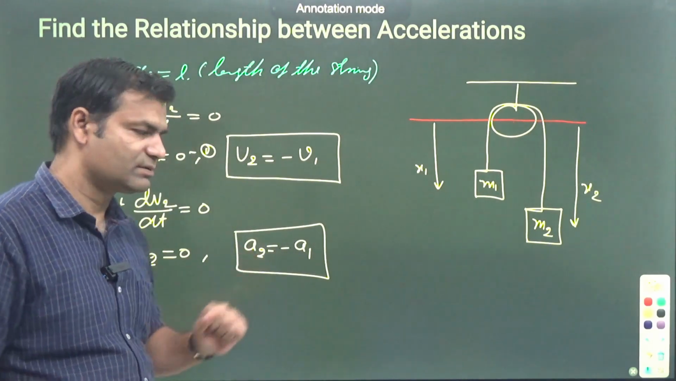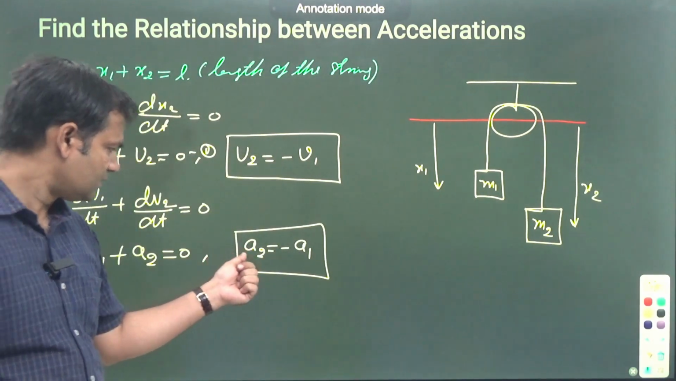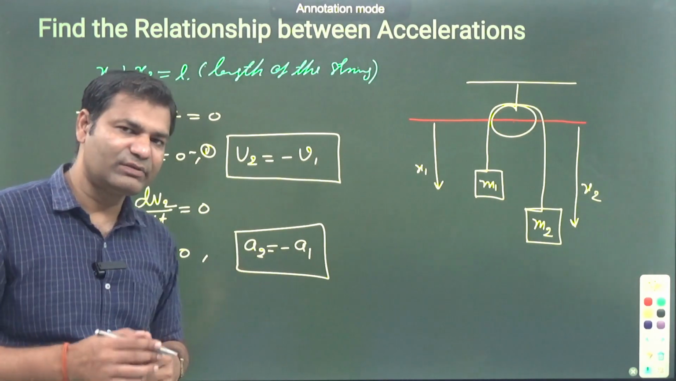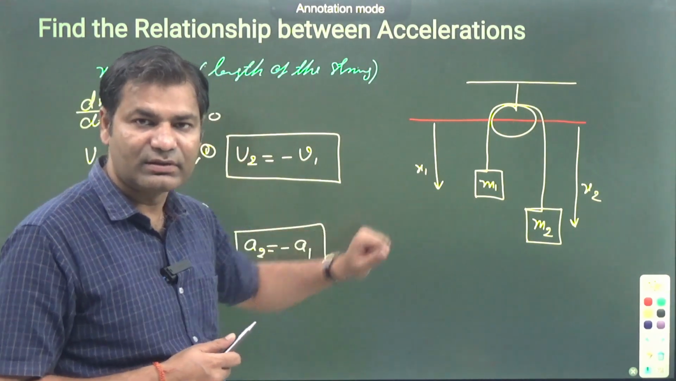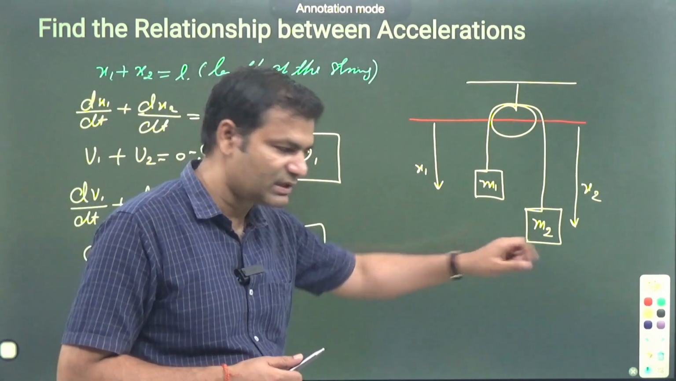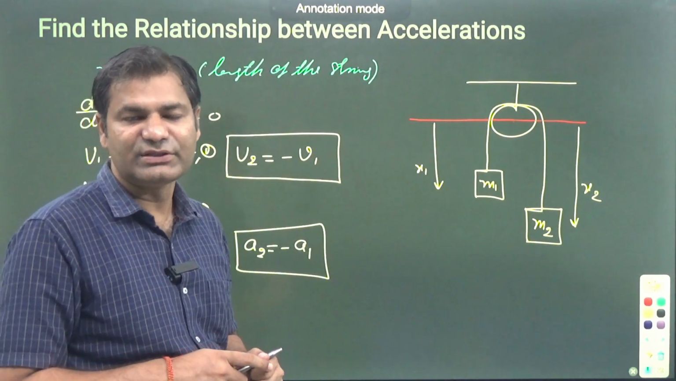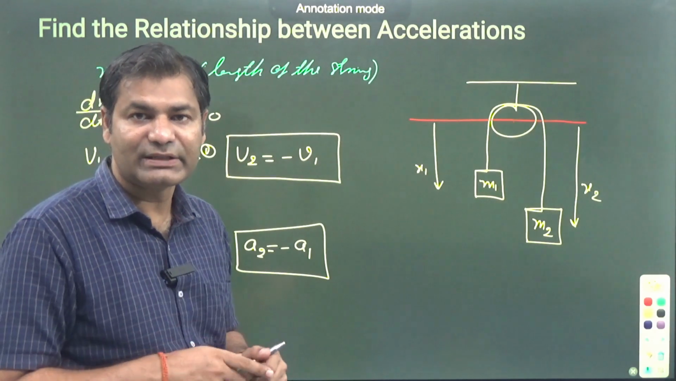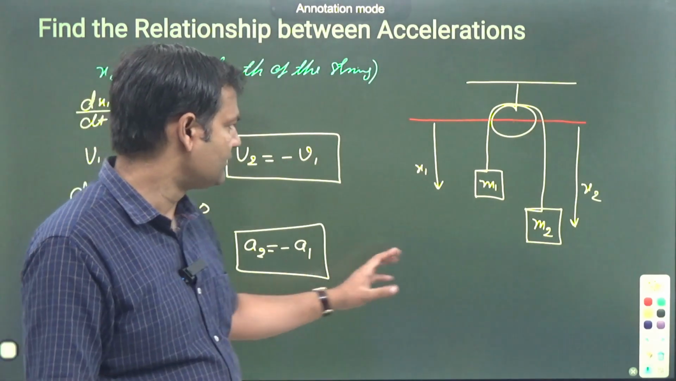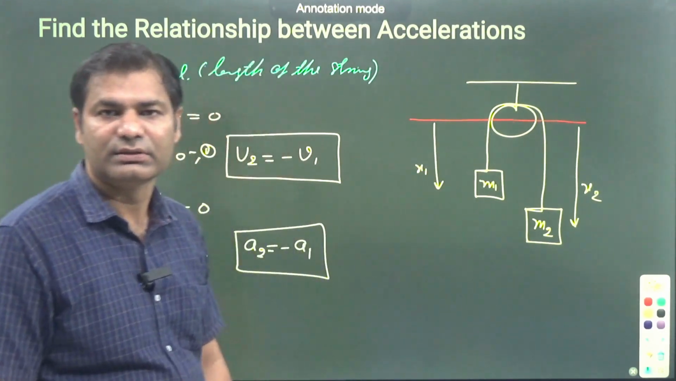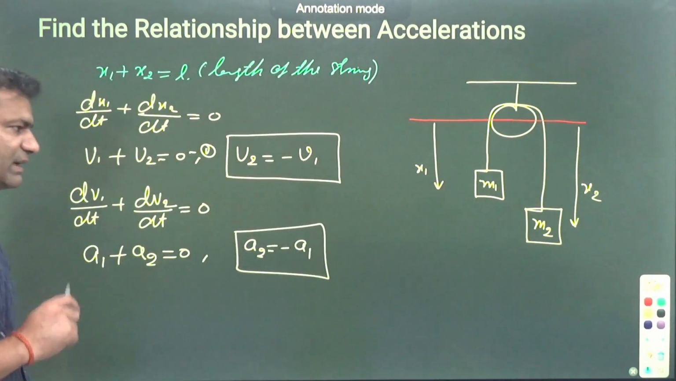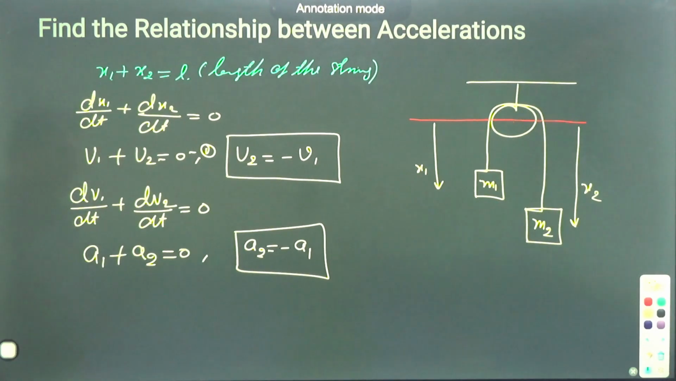For this equation, a2 equals minus a1, where a1 is the acceleration of that one and a2 is the acceleration of that one. What about the magnitude of these two? Same. But what about direction? Opposite. If a1 is going upward, then a2 is going downward with the same magnitude. Clear or not? After that we will discuss another type of problem.